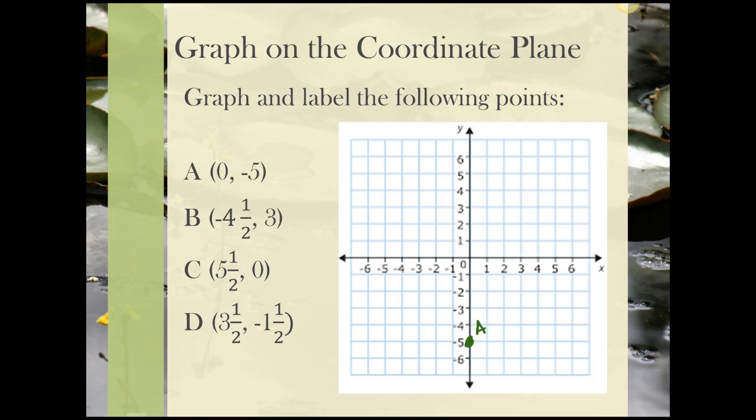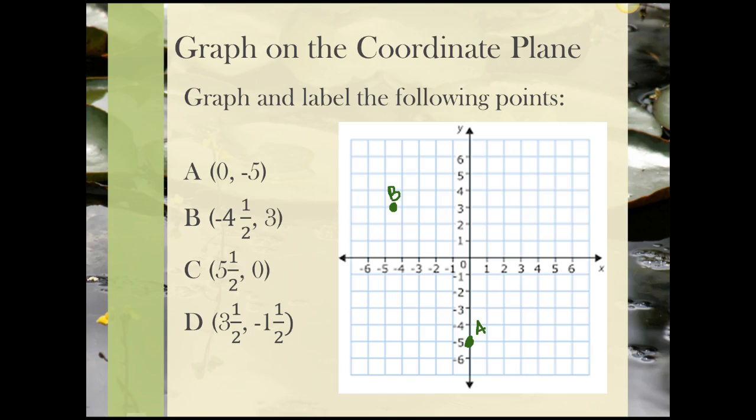Next, let's graph point B. We'll start at the origin and we need to go left 4 1/2 units on the x-axis. That will put us between -4 and -5. Then we will go up 3 on the y-axis, and we will land in between the two lines, and we'll label that point B.